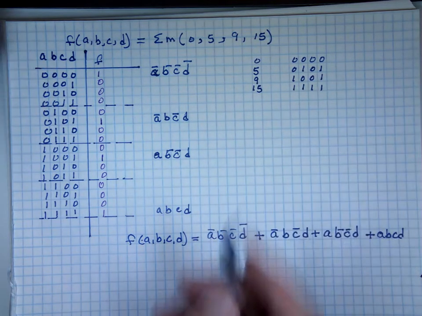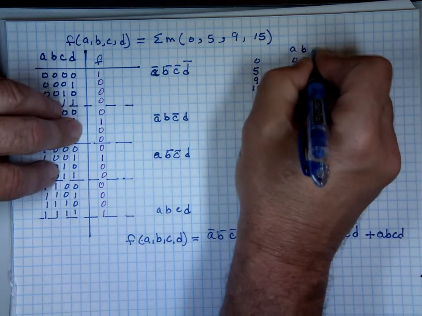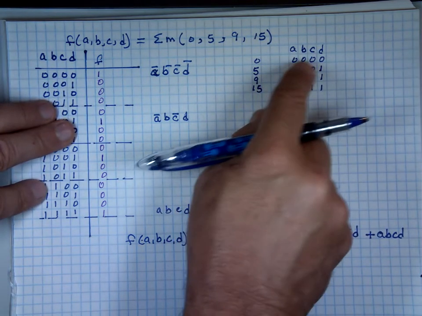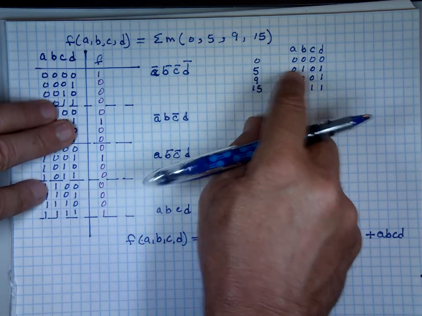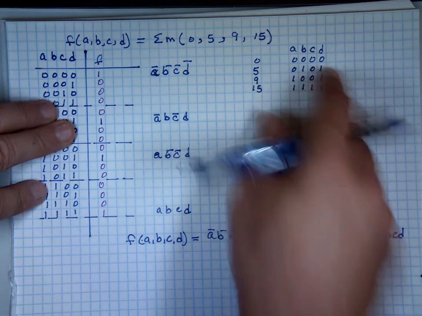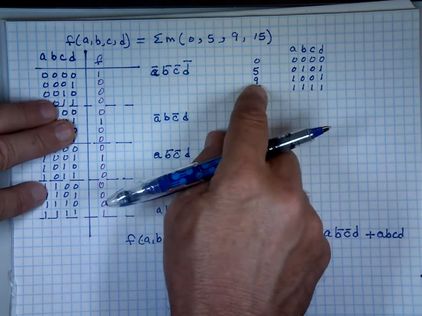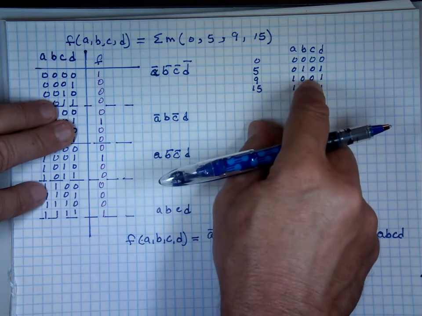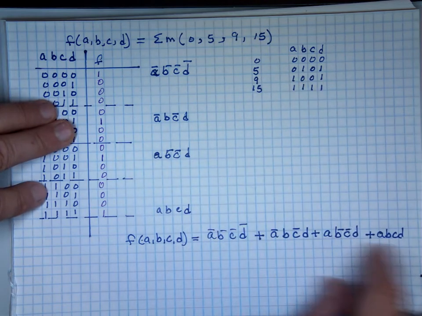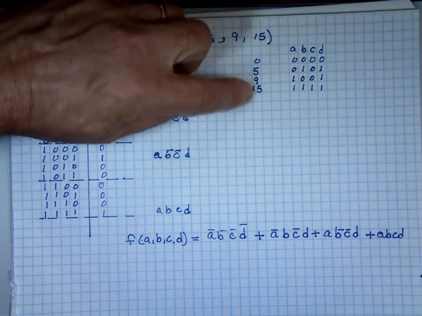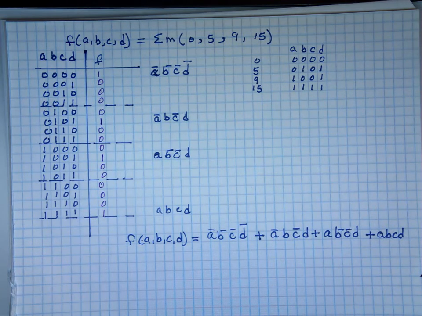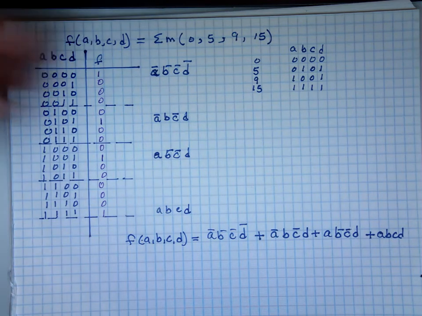So this is your A, this is your B, this is your C, this is your D. That's A naught, B naught, C naught, D naught. That's the first one. This one, A naught, B, C naught, D. That's this one. For the 9, A, B naught, C naught, and D. And for the last one, A, B, C, D. So you don't have to make the table. If you know what the binary value for 0, 5, 9, 15, you'll be able to get the expression. Especially when you have a lot of them. I don't want to make a truth table of all these values.